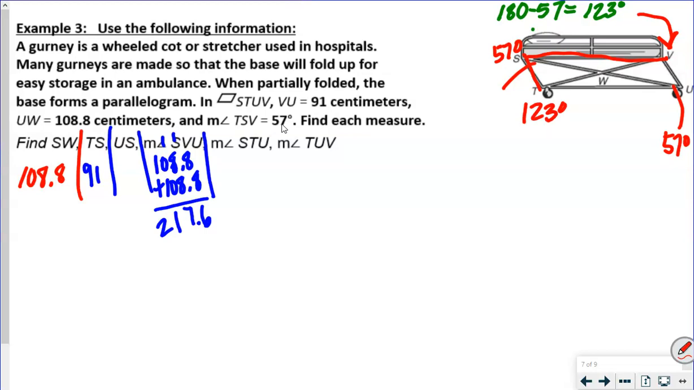So then STU would be this angle right here. So that one was 123. And then it asked us for TUV, which would be this angle right here. TUV would be that one right there. So that one's 57 degrees, okay?